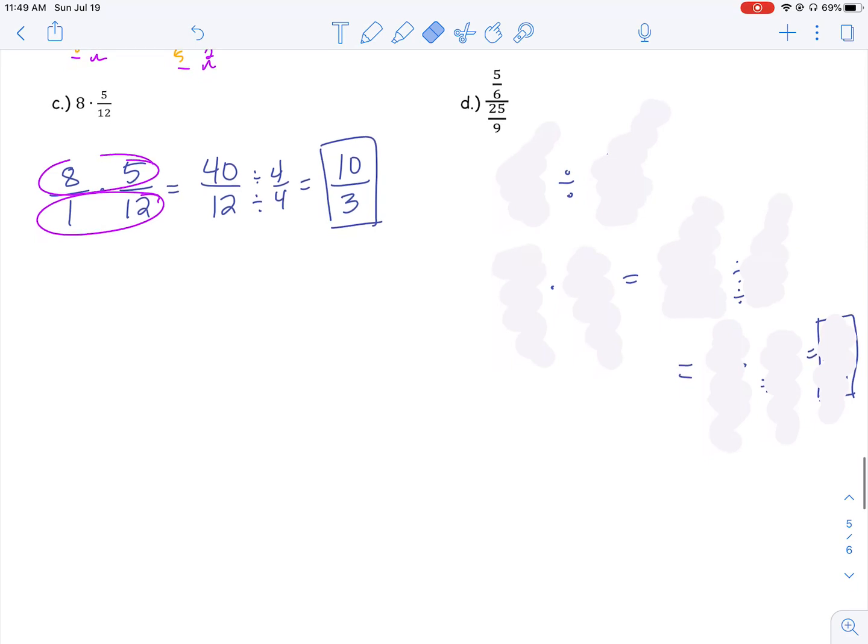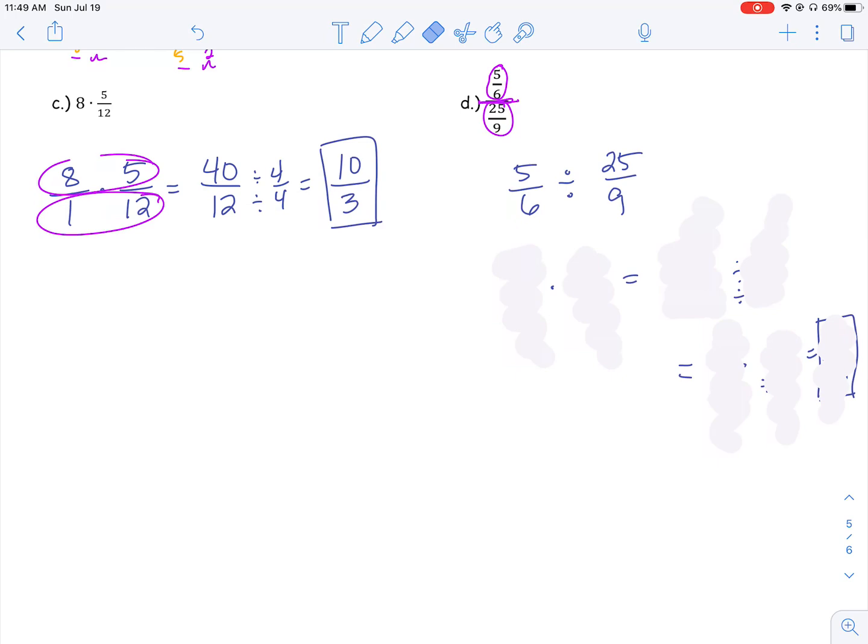All right, look at D. D looks kind of confusing. But really, all it is is 5/6 divided by 25 over 9. So they're just using a fraction bar to represent division again. Remember that fractions are really just the same thing as dividing. If that's too complicated, then you don't have to write it with the fraction bar. You could actually just write it with the division sign. For example, like this. We have our 5/6, and we want to divide it by 25 over 9. If that looks better to you, then write it like that. It means the same thing.